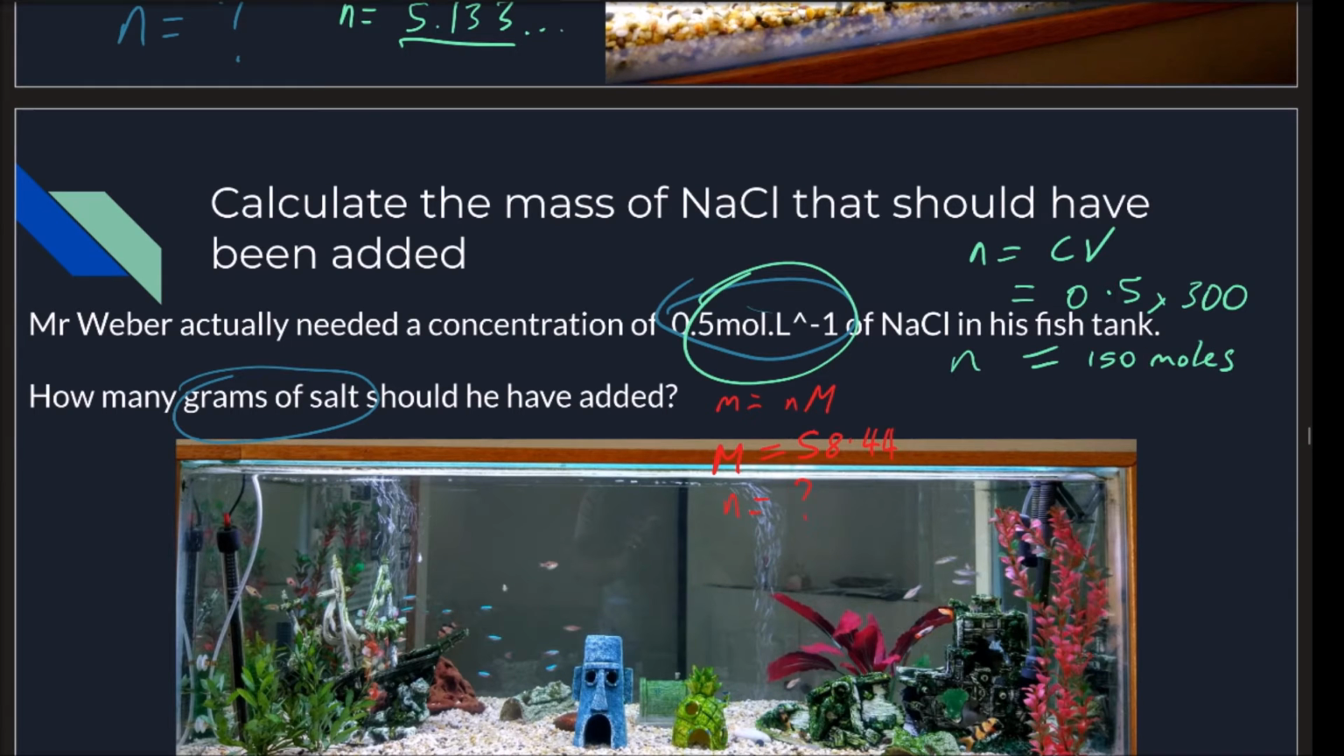Good. So now we can apply that to our equation here. So our final equation will look like m is equal to 150 times 58.44 grams, which gives us a mass of 8,766 grams. Now, because the number of significant figures wasn't specified here, our least significant figure is the 0.5 moles per liter, which is one significant figure. So we actually need to round that to 9,000 grams.